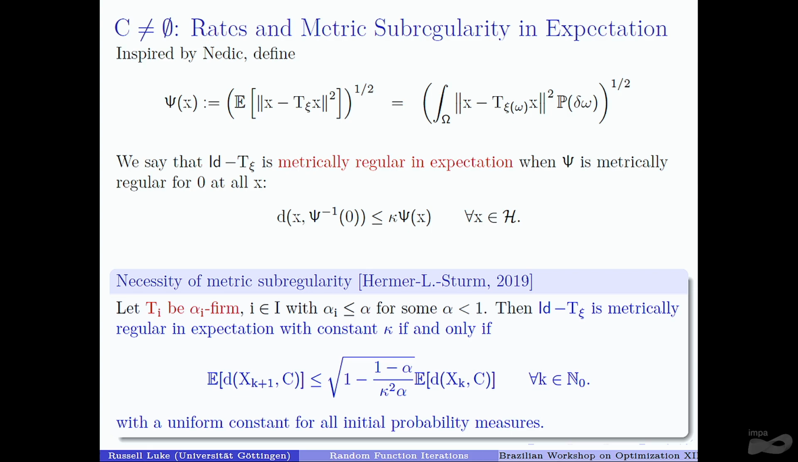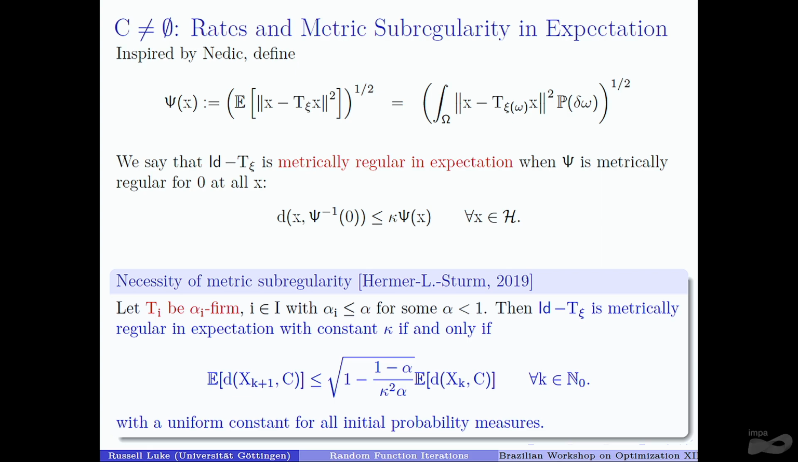She did this for when the T's were projection operators. But as I showed you, the T's can be your favorite algorithm, whatever it is. And so we're going to define the psi mapping as the expectation of the residual here. And we'll say that this is metrically regular in expectation if this thing is metrically regular for zero at all x in here. And so we actually showed the same result that I showed you with Mark Tobolkin and Tao Nguyen in the deterministic case, that metric regularity is necessary for linear convergence of your sequences.